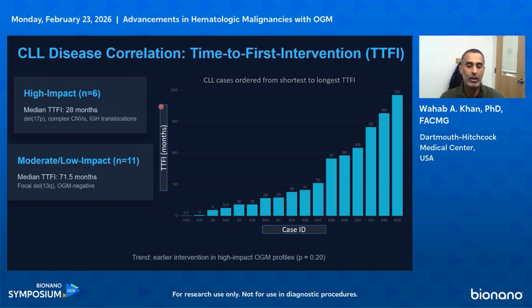But what we found, on the y-axis are the months, the cases are listed here on the x, and we found that earlier time to intervention was synonymous with these higher impact profiles, with 28 months to intervention, whereas these moderate to low impact were 71.5 months.